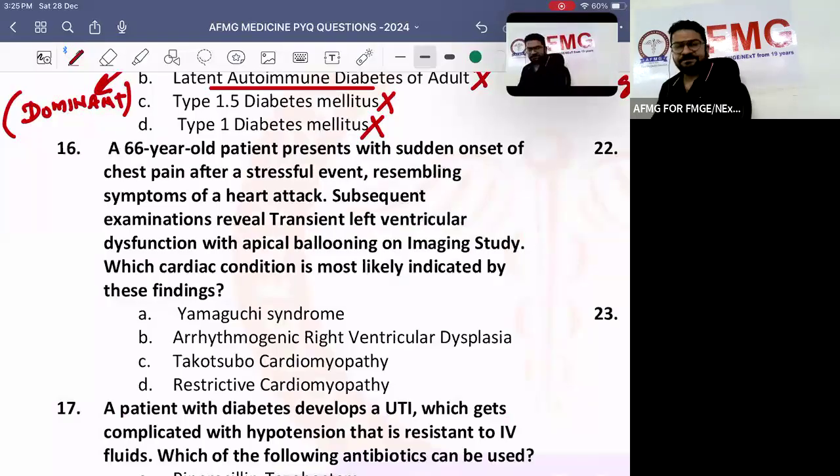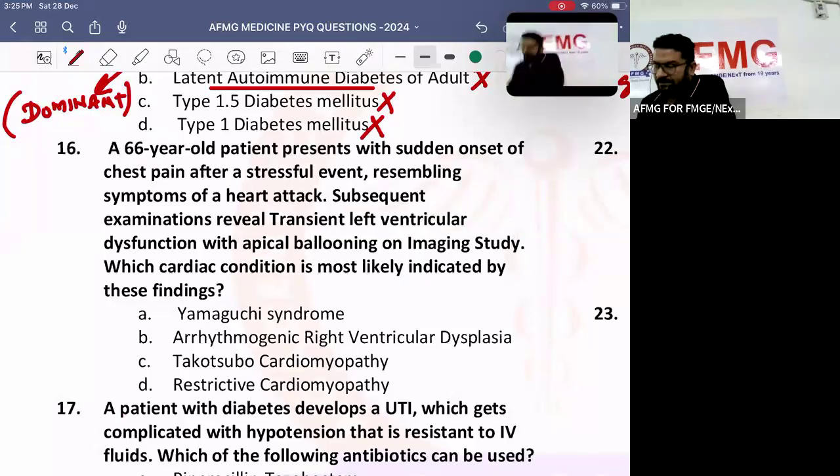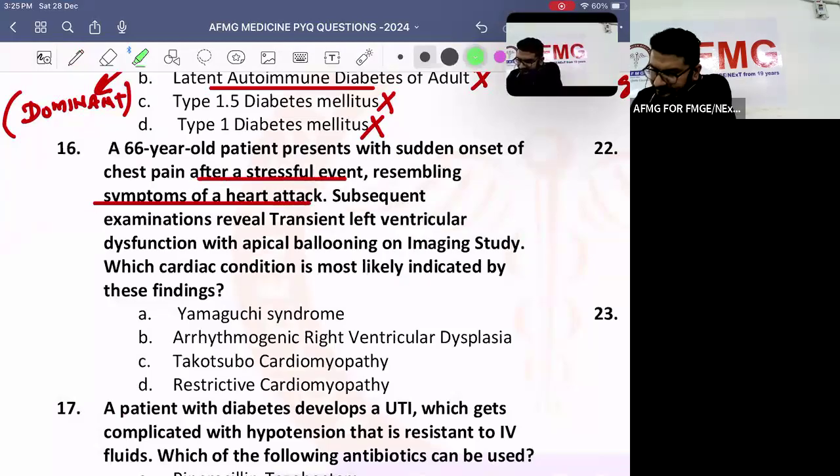Okay, try to answer next one. A 66-year-old patient presents with sudden onset chest pain after a stressful event, resembling symptoms of a heart attack. Subsequent examination reveals transient left ventricular dysfunction with apical ballooning. Try to answer. आप बताओ.